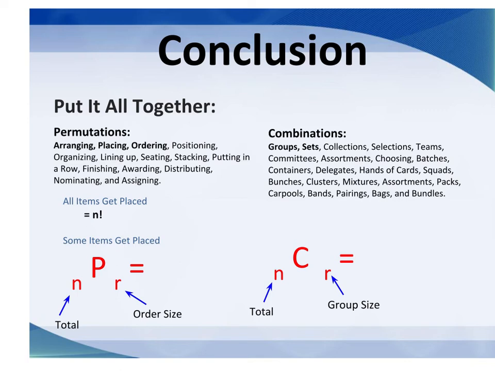Okay, just to sum up, permutation is when order is important or you're assigning a specific role. We use the P. If all of the items are getting placed, you can just do however many items there are, factorial, and it will give you the same answer as if you use the same number for N and R.